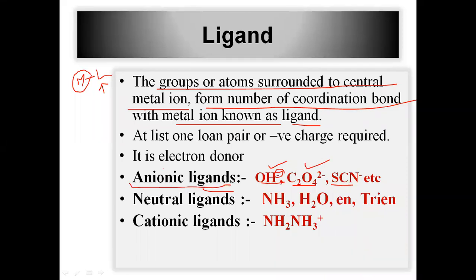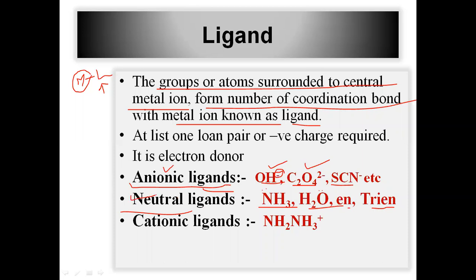Okay, because there is an anion. The second is the neutral. Neutral means there's the neutral molecule like amine and then H2O, then ethylenediamine, diethylene triamine. Such a type of molecule has one pair of electrons on a heteroatom, and this heteroatom donates this electron to the central metal ion to form the metal-ligand bond. So such a type of ligand is known as the neutral ligand.